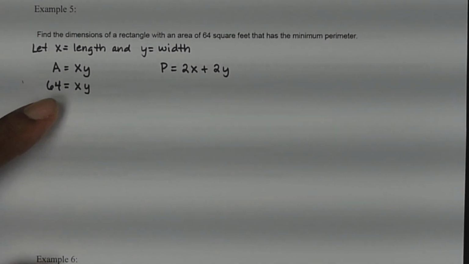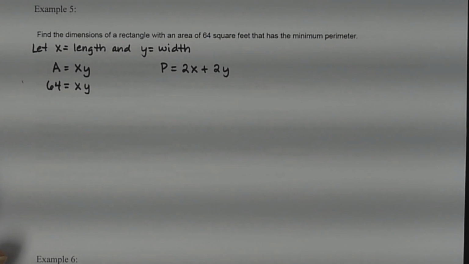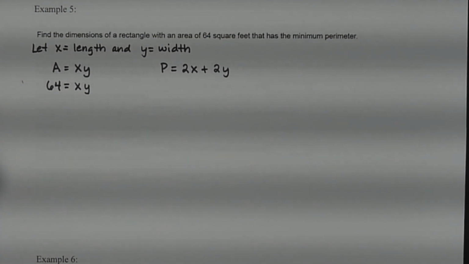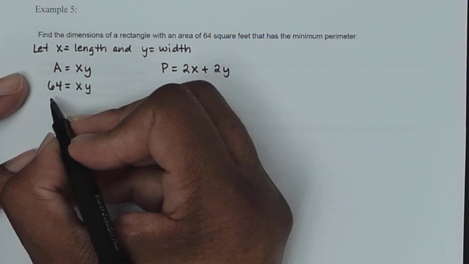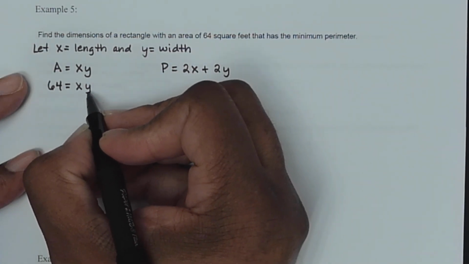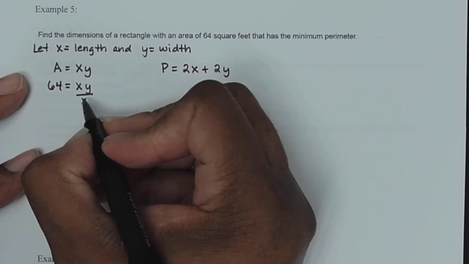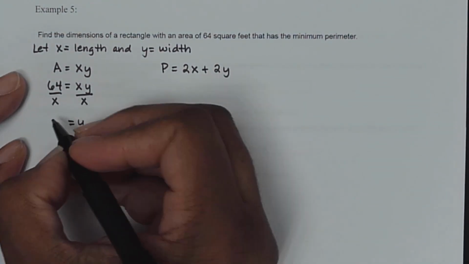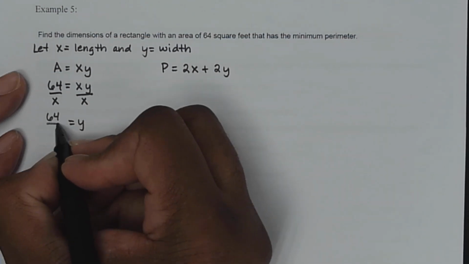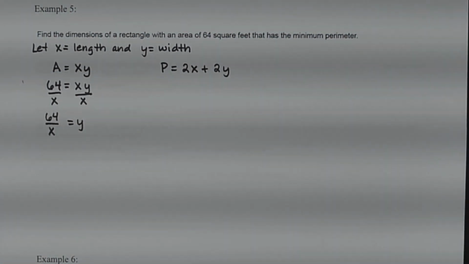Now that area formula, 64 is equal to x times y, I'm going to go ahead and solve that equation for y, meaning I need to move the x over to the other side. Well, y is being multiplied by x. Let's divide both sides of the equation by x. So here, this will be y is equal to 64 divided by x.